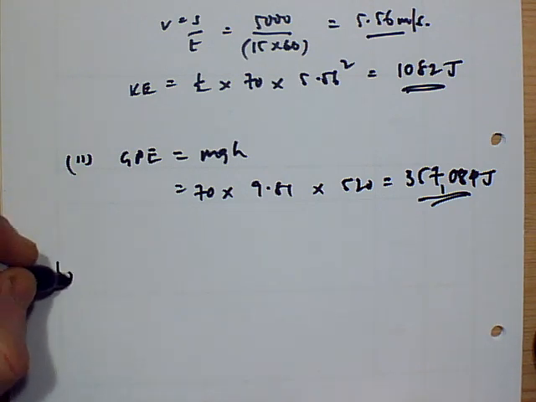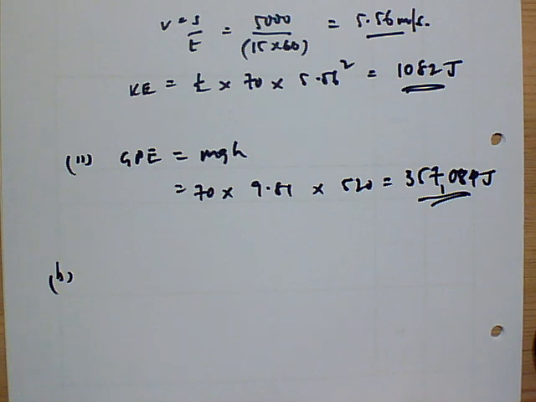7 part B then. State the principle of conservation of energy. In any process, the total energy before the process is equal to the total energy after the process. And part 2, use that principle to show that an object dropped through a vertical distance of 520 m can have a speed of more than 100 meters per second.